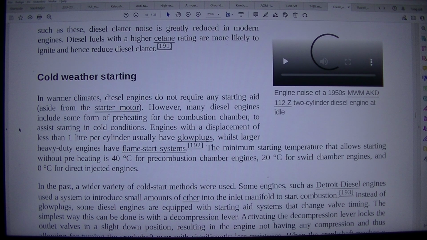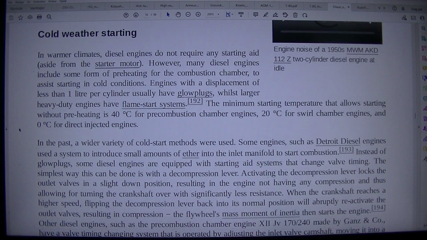Cold weather starting. In warmer climates, diesel engines do not require any starting aid, aside from the starter motor. However, many diesel engines include some form of preheating for the combustion chamber, to assist starting in cold conditions. Engines with a displacement of less than 1 liter per cylinder usually have glow plugs, whilst larger heavy-duty engines have flame start systems.